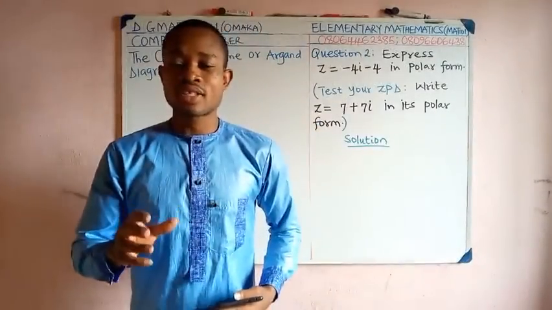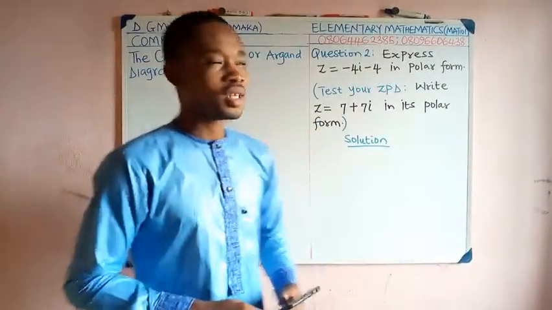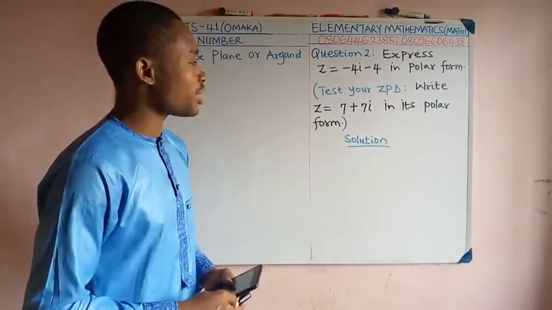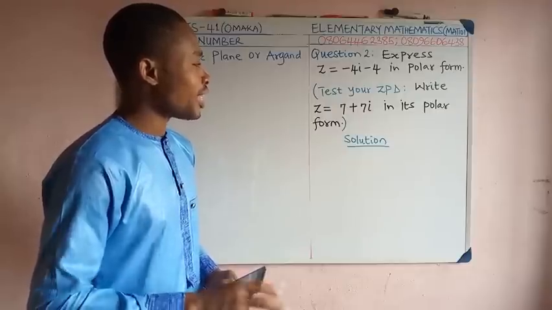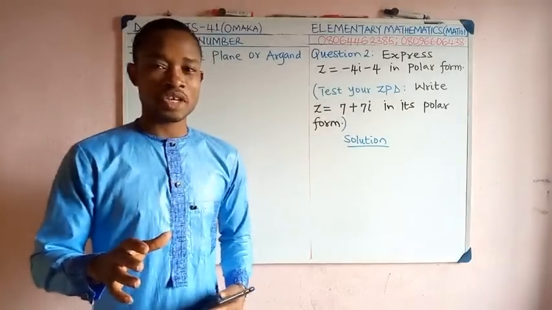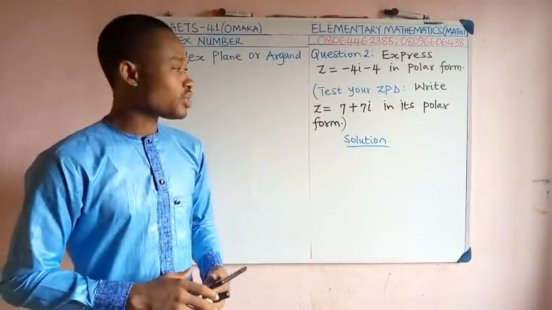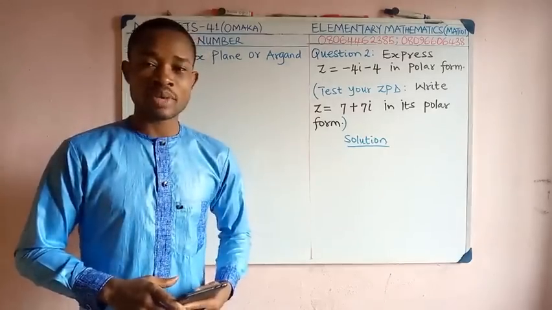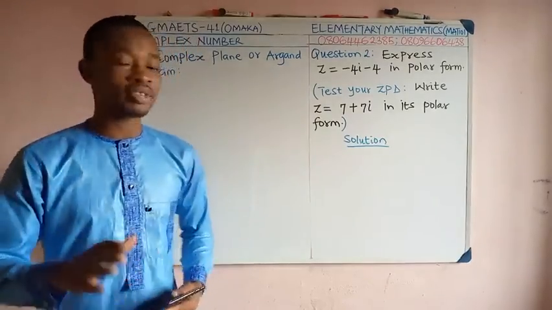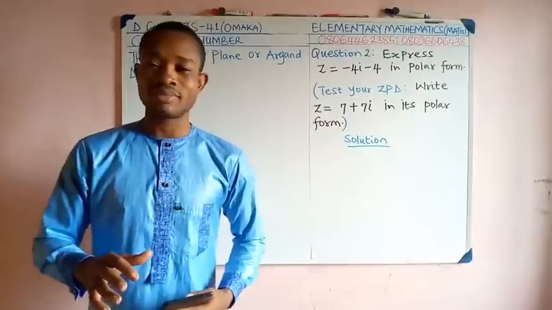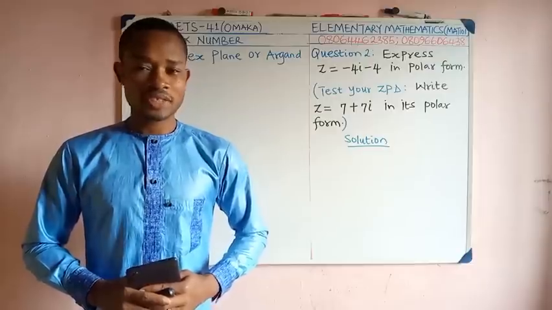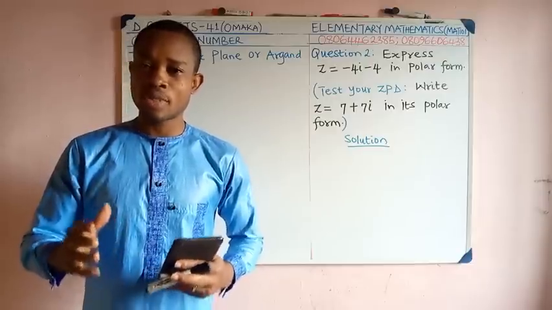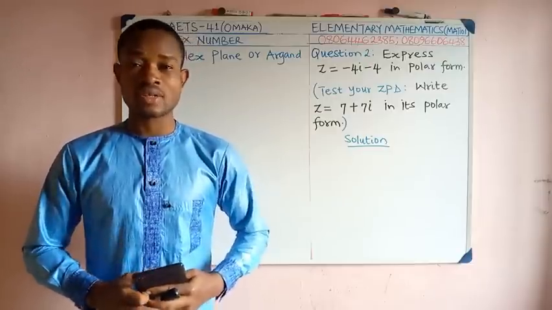Now, we have this next question on the board. Let's look at the question. Express z equal to minus 4i minus 4 in polar form. Now, at the end of what I'm going to solve here, as you follow along, you have to test your zone of proximal development by writing z equal to 7 plus 7i in its polar form. How do we approach this question? Don't you think it's wise for us to even know what the polar form of a complex number is?